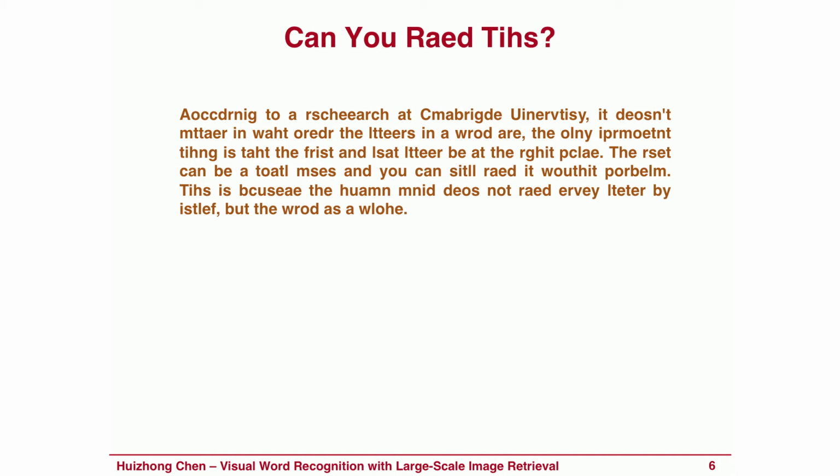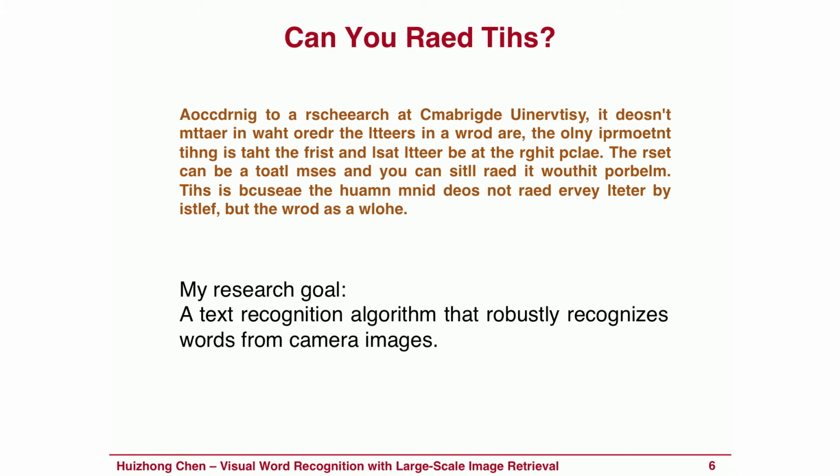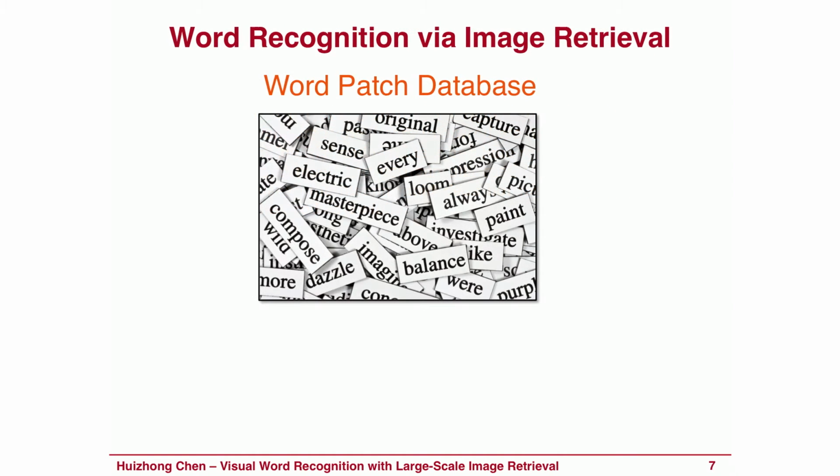It has long been known from psycholinguistic study that human minds read words as a whole. For example, we can recognize this paragraph of words with scrambled characters without any effort. So why don't we build a text recognition system that also reads in words, instead of recognizing text character by character? I cast the word recognition problem as an image-based retrieval problem.